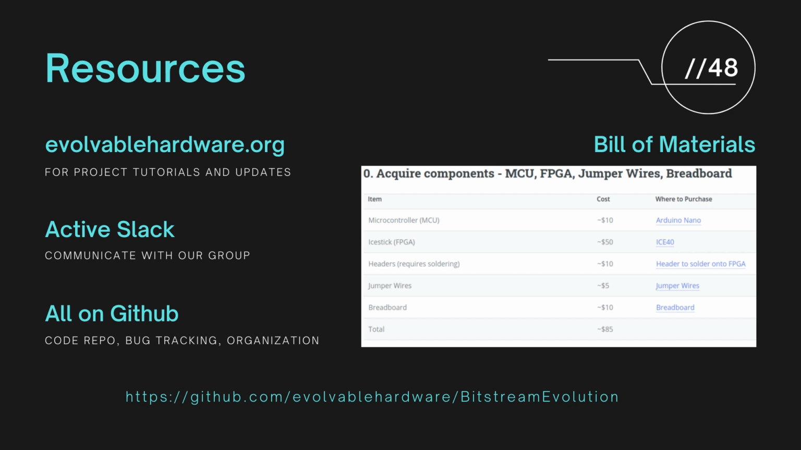We have an active Slack workspace where we organize, develop, and debug new and existing projects in conjunction with the Evolvable Hardware GitHub organization. Please reach out to us if you have any interest in collaborating or getting set up.